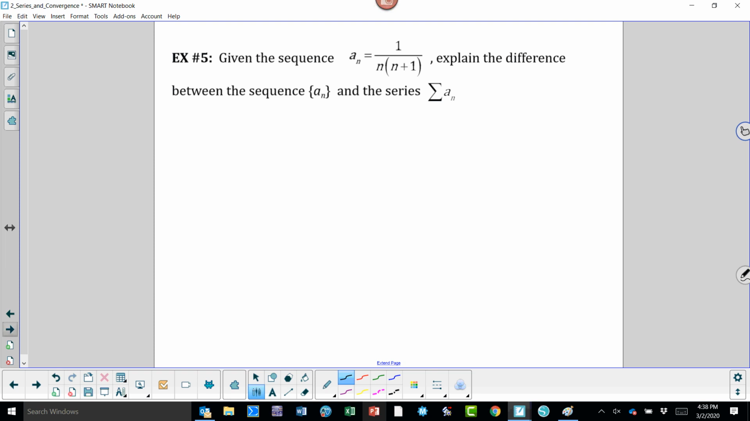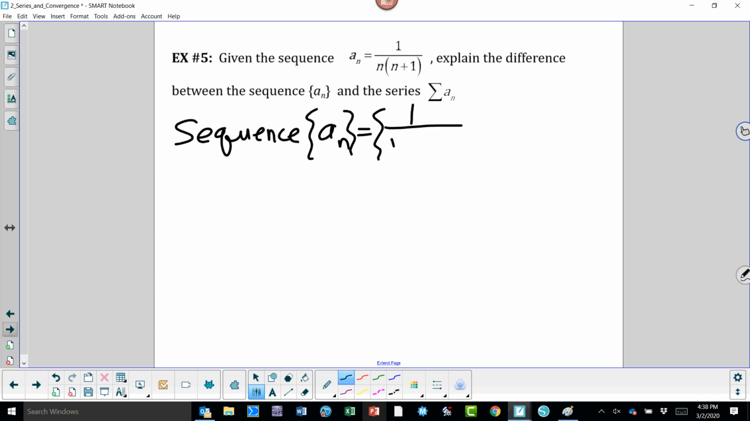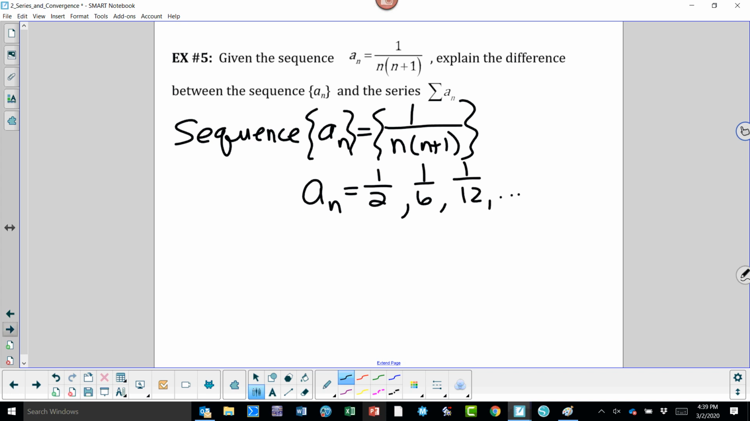Okay, so let's look at the difference between the sequence and the series. So the sequence is just going to be a_n equals, in curly braces, 1 over n times n plus 1. So this is going to simply be a list. a_n is going to be 1/2, 1/6, 1/12, and continues, and it would actually converge to 0, because you can see very easily that the limit of that, if I went to infinity, would be 0.